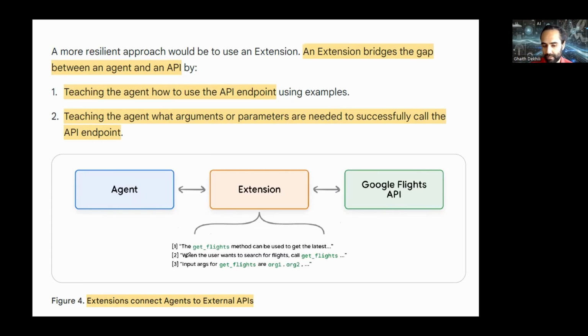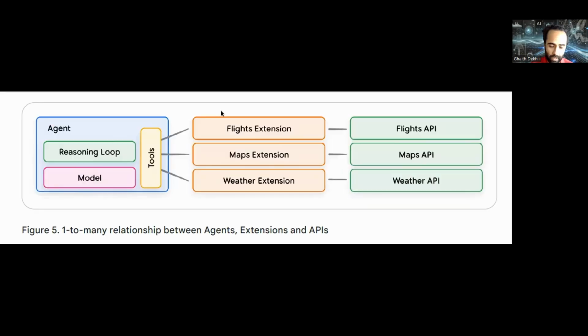It can contain examples when to call the API. For example, here it tells the agent to call this API when the user wants to search for flights. And it even gives information to the agent about args that should be passed to the API. Here are some examples of real extensions like flights, maps, or weather extension with their associated APIs.